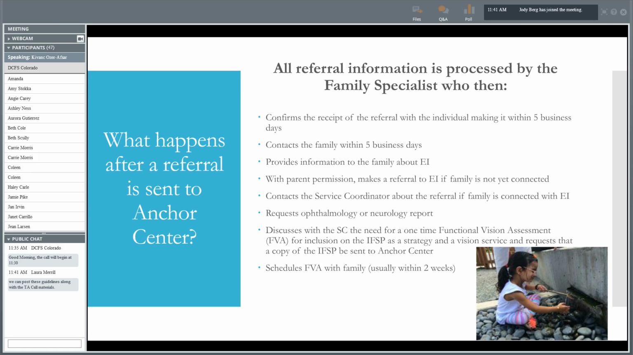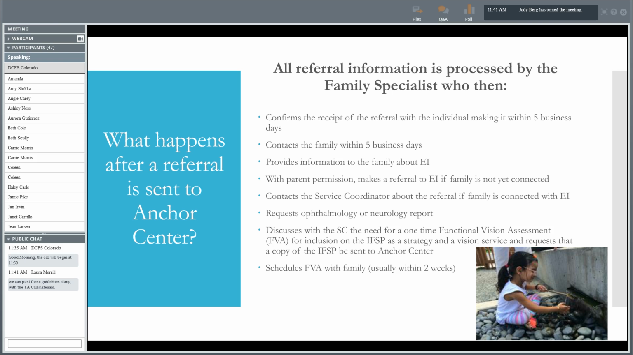And so what happens after a referral is sent to Anchor Center? I will let the service coordinator or whoever made the referral know that the referral has been received, and we will contact the family within 5 days. I can see on the referral if the family is connected to EI, and then I would let the service coordinator know. If the family is not connected to EI, I would just call the family, give information about early intervention services, and if the family would like to be connected, then I would also make a referral to early intervention.